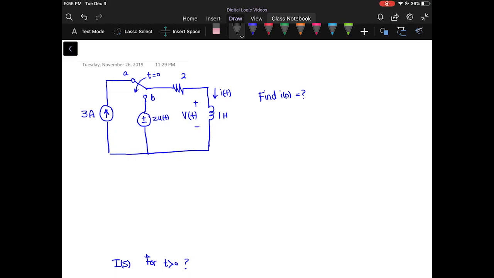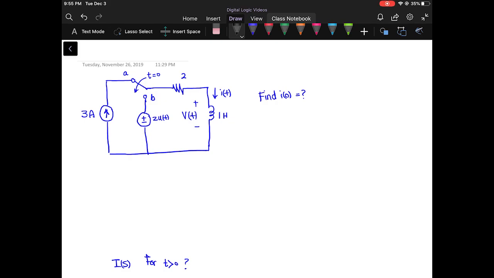Hello everyone. In this video, I'm going to solve this circuit using the Laplace transform. So we know that before time t equal to zero, the switch has been in point A for a long time. When they say for a long time, it means that the circuit has reached the steady state.